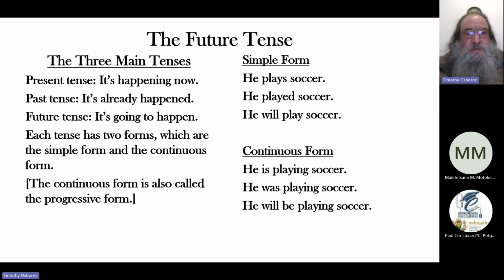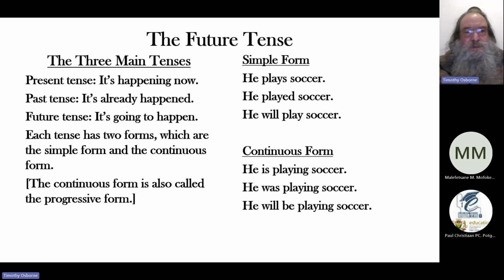Let's take a look first at our simple form, and there you can see a simple example, right? He plays soccer, that's it. Very simple form in the present tense. Then you've got he played soccer, that's now in the past tense. And now we have the rising star of today. He will play soccer. That is in the future tense.